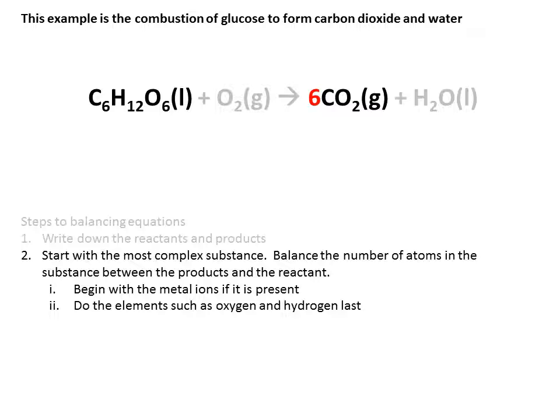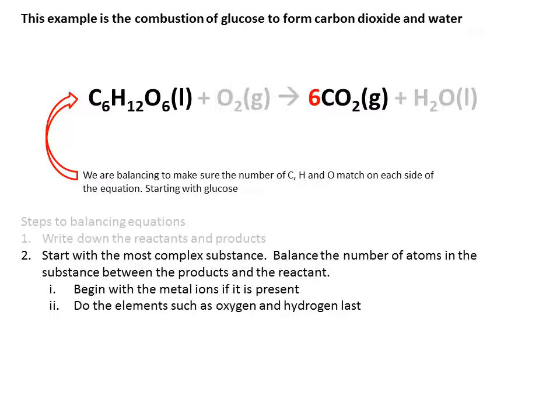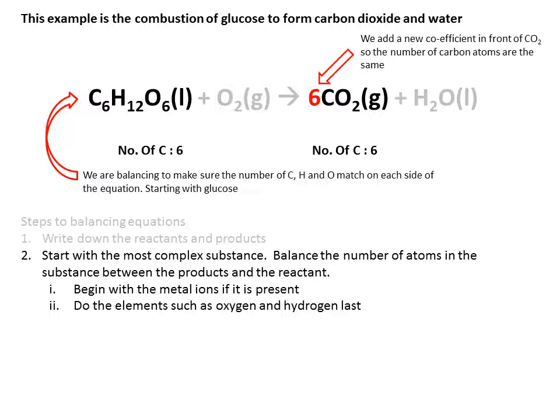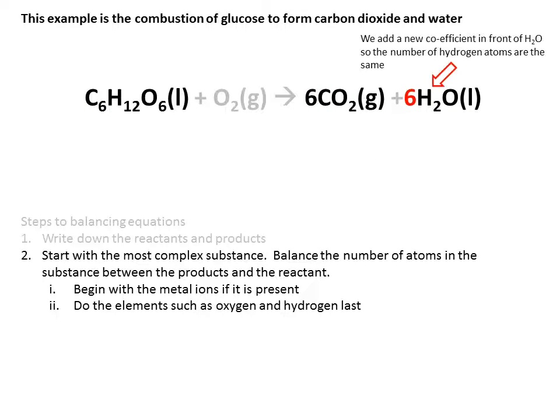So first off, we're going to start with carbon, and we're going to make sure that the number of carbon, hydrogen and oxygen atoms are balanced on each side of the equation. So we're starting with the glucose. To make sure that they're balanced, we add a new coefficient in front of the carbon dioxide, and we make that 6, so we've got 6 carbons now on each side of our equation. Moving next, we start looking at balancing the hydrogens, and we do this by adding in a new coefficient in front of the water. And now we've got the same number of hydrogen atoms on both sides of our equation.